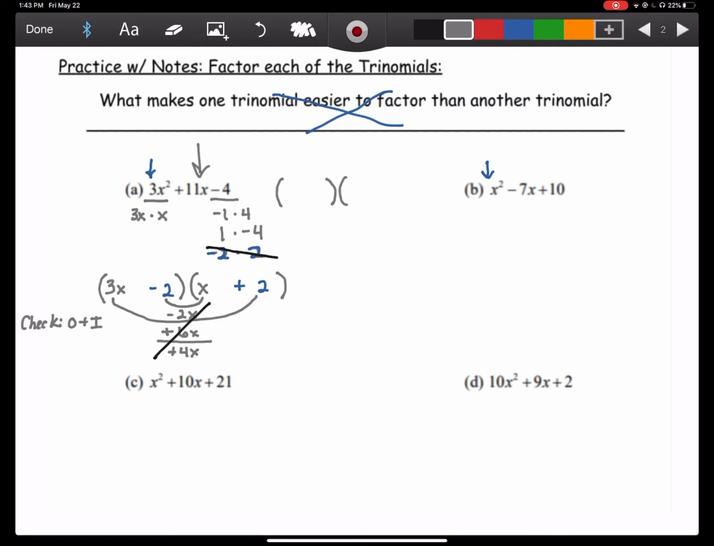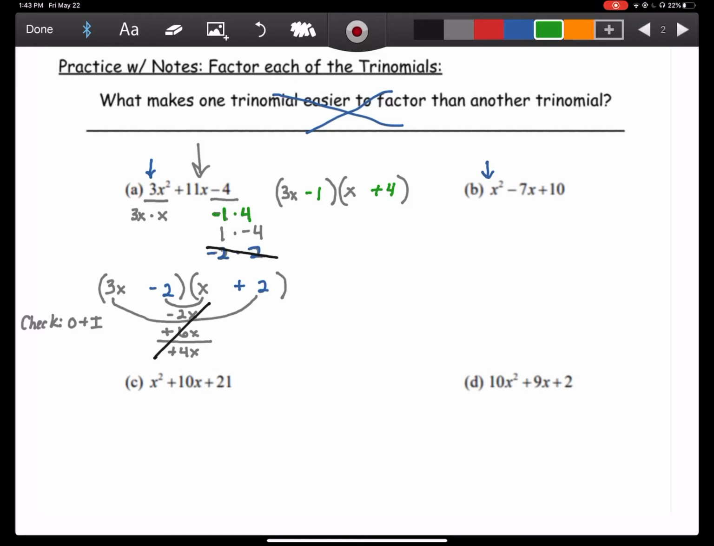Binomial times binomial. Let's try -1 times +4. Again, we know it's 3x times x. So now I'm working on -1 times +4. I'm going to use green again. All right, so we're trying -1 times +4. So let's put that in and try it out. And remember, we just need to check the O plus the I.